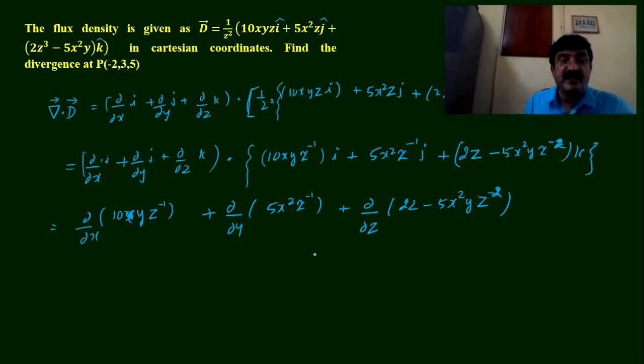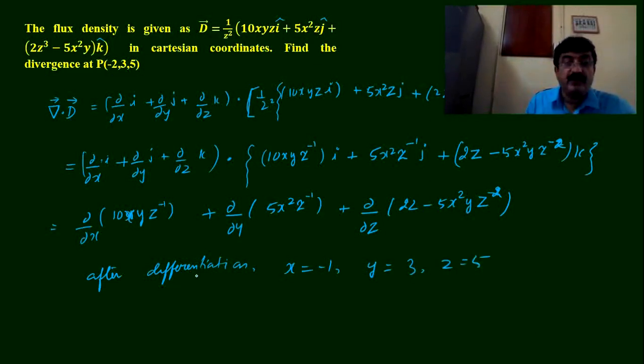Well, so differentiate this and substitute. I leave it to you to differentiate. After differentiation, put x equal to minus 2, y equal to 3, z equal to 5 to get the answer. So you will get del dot D finally as a number. So please do this. So I have done 50 to 60% of the problem. Just differentiate it and find the answer.